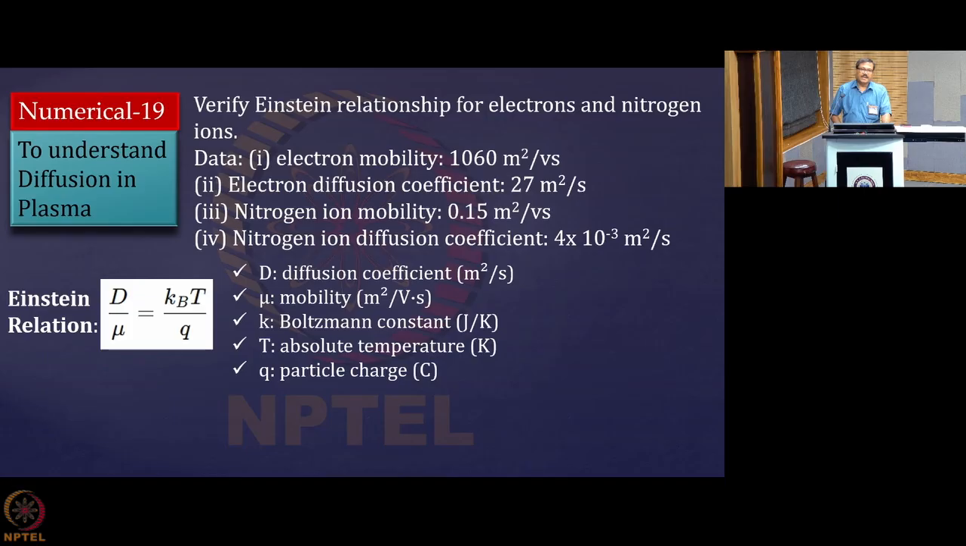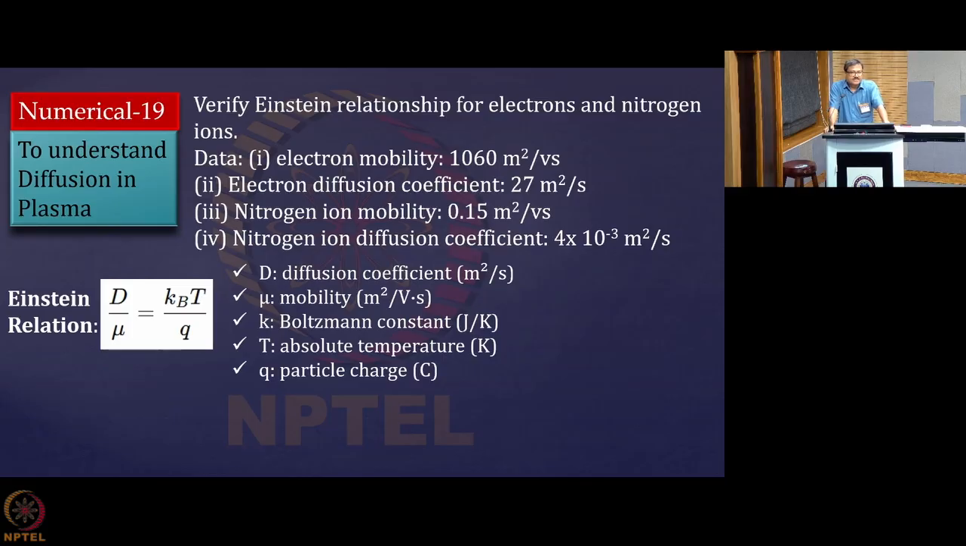Now, I enter into one numerical problem. This is the 19th numerical problem that we will be solving now. The problem says: can we verify the Einstein relationship for electrons and nitrogen ions from the data? Electron mobility, electron diffusion coefficient, nitrogen ion mobility and nitrogen ion diffusion coefficient are given.